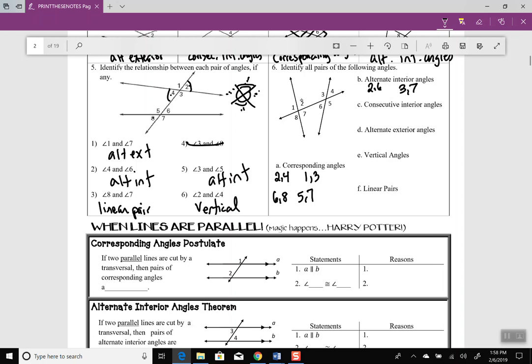Consecutive interior angles, again on the inside and on the same side. In this case, they're supplementary, so angle 2 and angle 3, and then angle 6 and angle 7. Alternate exterior, that's going to be outside, the exterior, outside of the two potentially parallel lines, and an alternating side, so that's 4 and 8, and then 1 and 5.